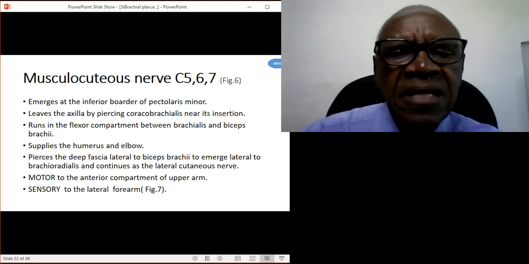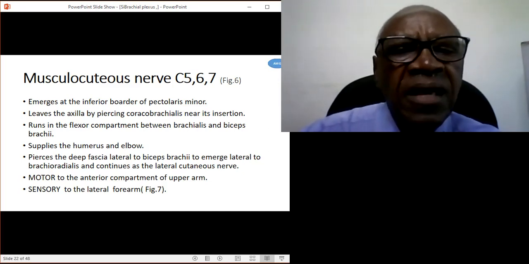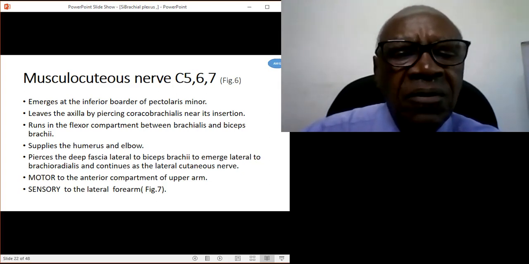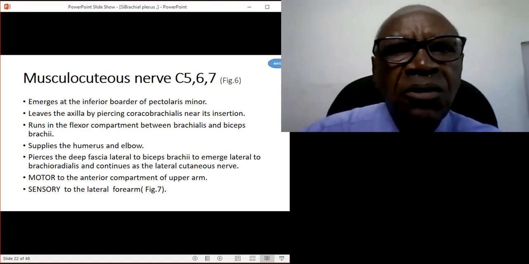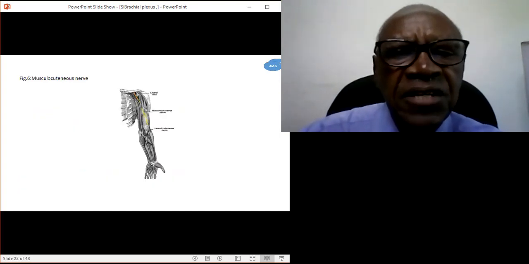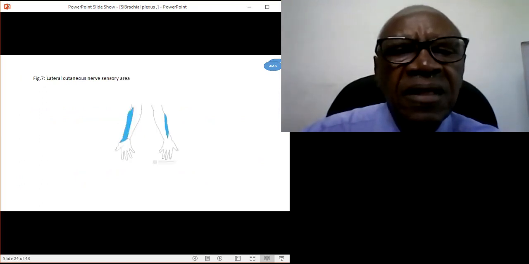It pierces the deep fascia lateral to biceps brachii to emerge lateral to brachioradialis, and it continues as the lateral cutaneous nerve. It is motor to the anterior compartment of the upper arm. It is sensory to the lateral forearm. Slide 6 shows the musculocutaneous nerve. Slide 7 shows the lateral cutaneous nerve sensory area.